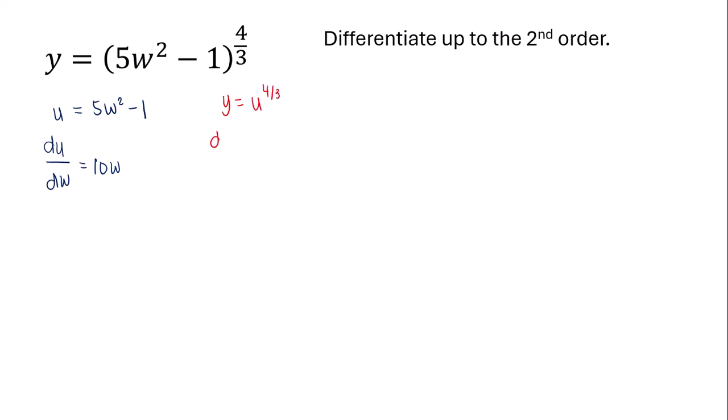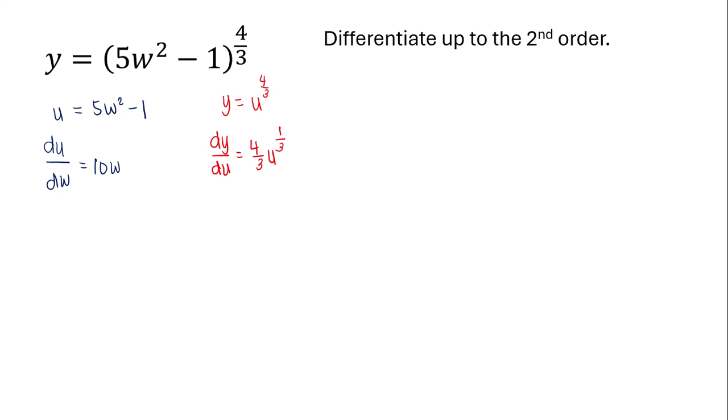So we'd have to find dy with respect to u. This is simply the general power rule. So this will be 4/3 u to the power of 4/3 minus 1. Okay, 4/3 minus 1, or simply 4/3 minus 3/3, that would be 1/3. Now we have dy/du.